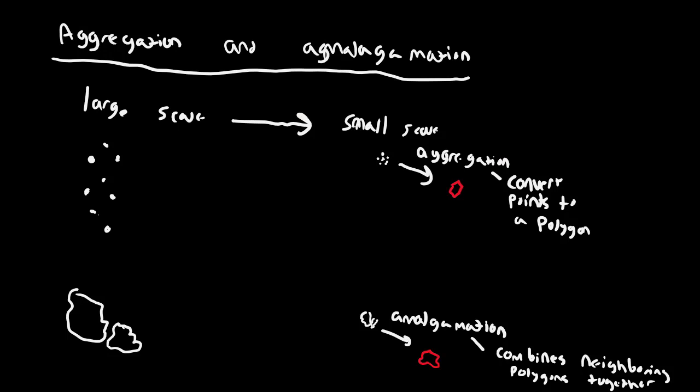So similar approaches here. The big difference is aggregation deals mostly with points. Amalgamation deals mostly with polygons. So hopefully that makes sense.